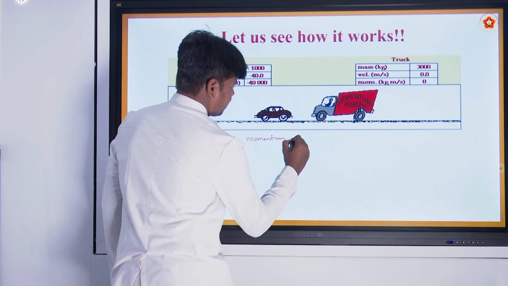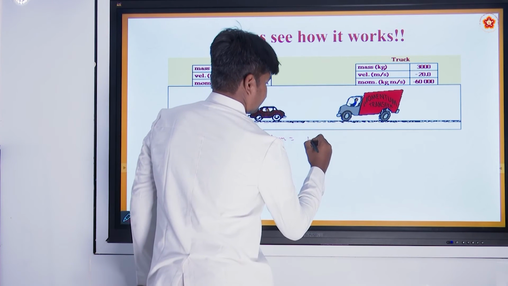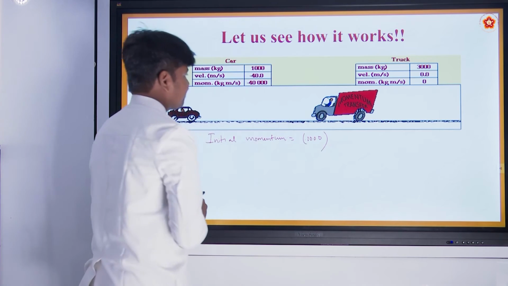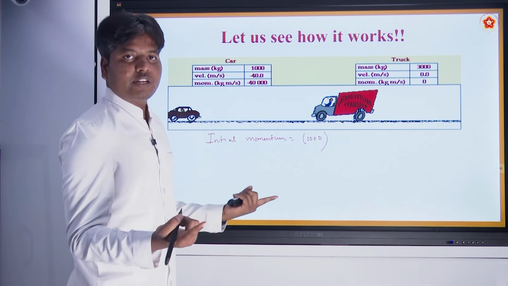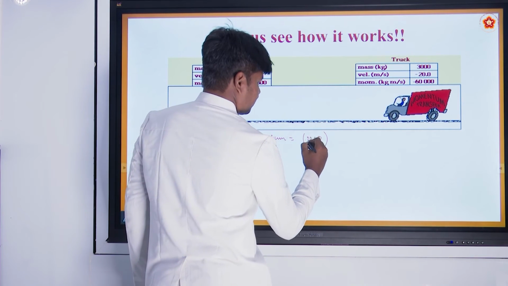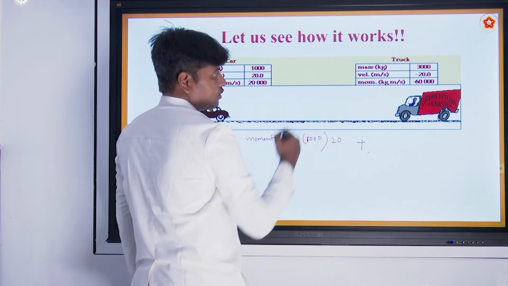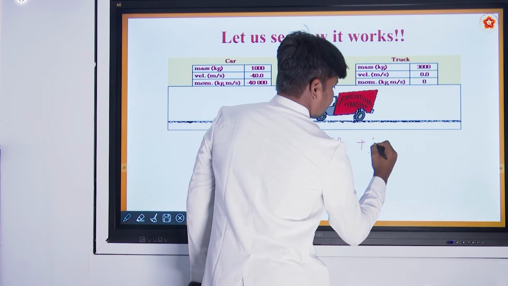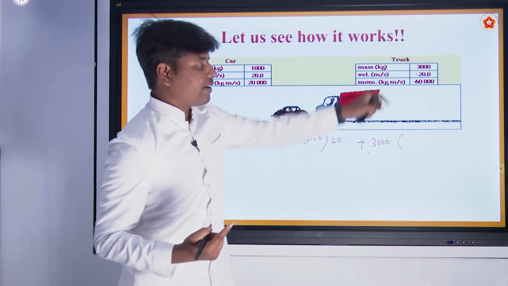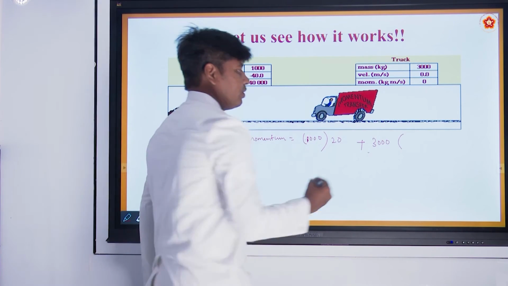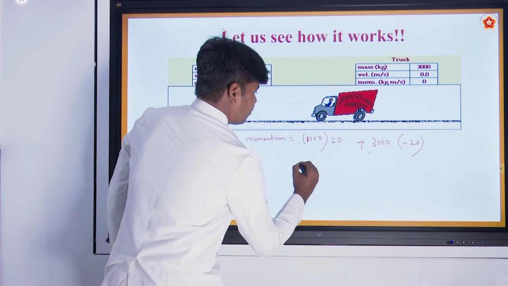Momentum. So, mass of the car 1000 into what? Initial velocity, both are traveling with 20 meters per second, right? This is 1000 into velocity 20 plus the mass of the lorry, 3000 kg, into the same speed it was traveling, 20, but it is in the negative direction, so it is minus 20, right?